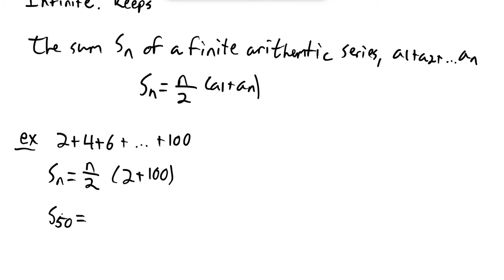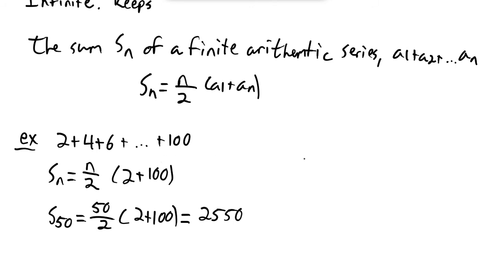So the sum of those 50 terms is going to be 50 over 2 times 2 plus 100. And if you put this in, you'll find that this is 2,550. Now, what would we do if this wasn't an easy number to find, if we couldn't find n so simply? Well, we'd go back to the formulas we had from the last section, or from 2 sections ago.